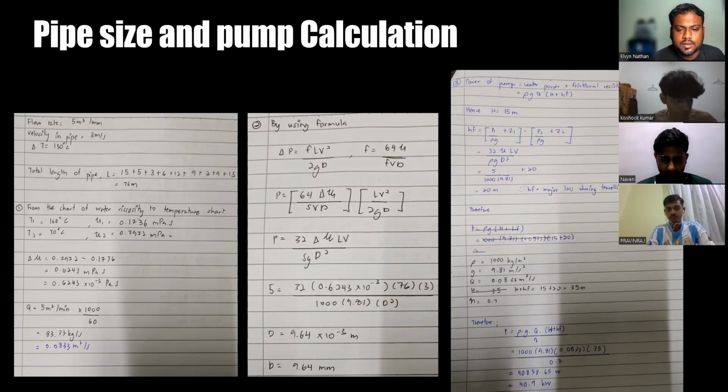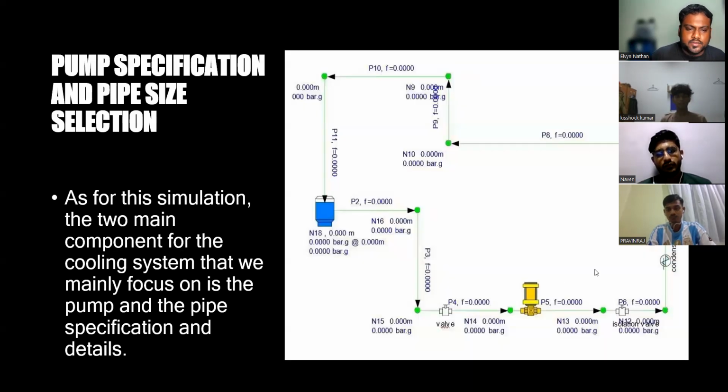And then we did the total calculation, which is how to find out pressure, which is rho times gravity times heat loss, and then times major loss, then divided by 0.7, and then we get 40.9 kilowatts. And then we did specification and pipe size selection, and we did some simulation.